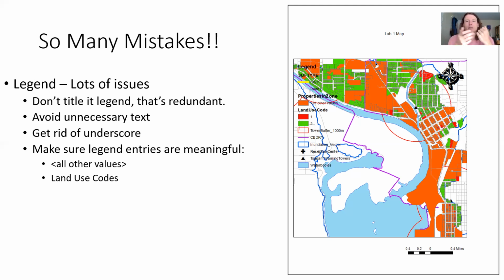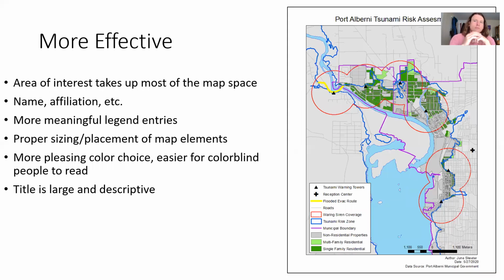Edit that so that it looks a bit more meaningful. Say all other property types and have it be more descriptive without these sort of weird symbols. So this is an example of a more effective visualization. Now, there's no perfect map. There's always aesthetic choices that you could make to make things better. But this is much more effective than this at conveying the risk of tsunamis for Port Alberni.